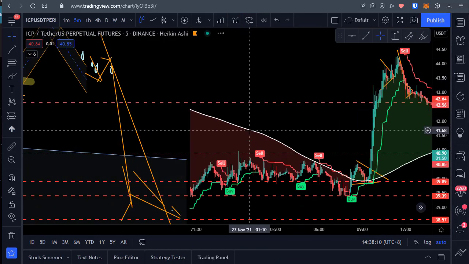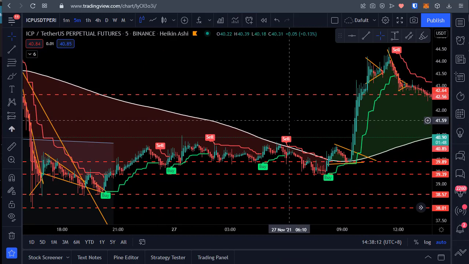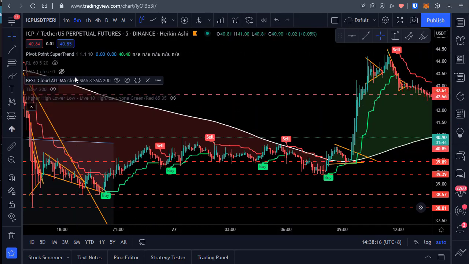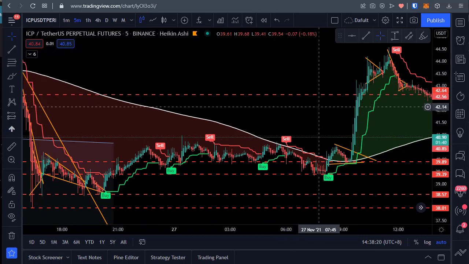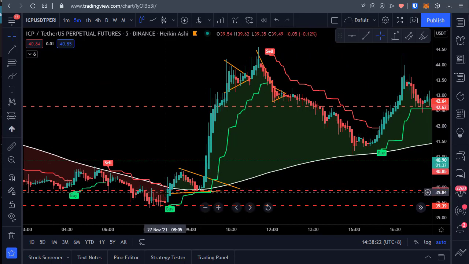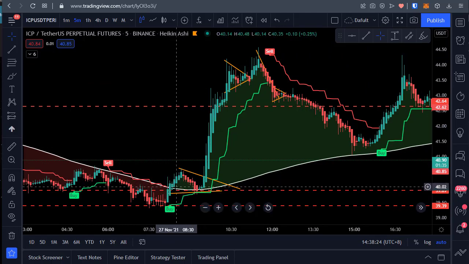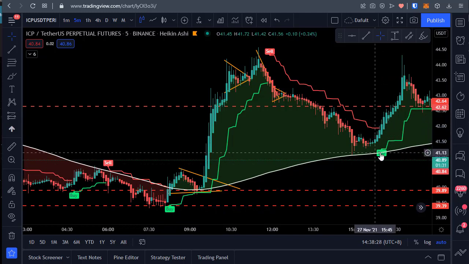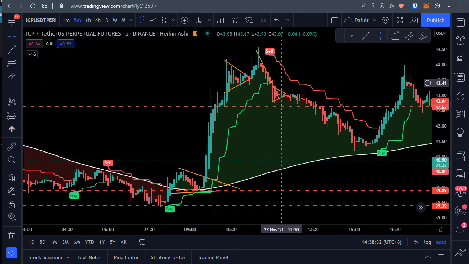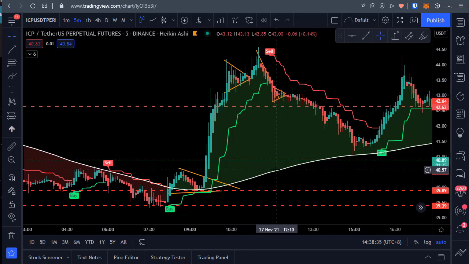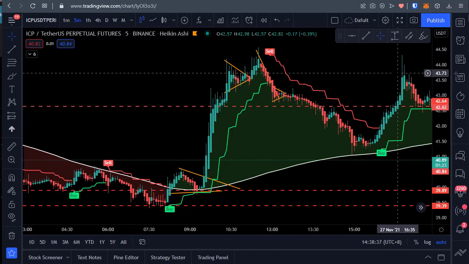All right, so basically, to summarize what I just said. First of all, you need to make sure you have the best cloud or MA and the pivot point Supertrend. And only buy when the signal here shows a green, which is up, and then shows a buy, you buy. Something like this. Okay, you can buy on a sell if you want to, but it doesn't work all the time, so it's safer to just follow the trend.